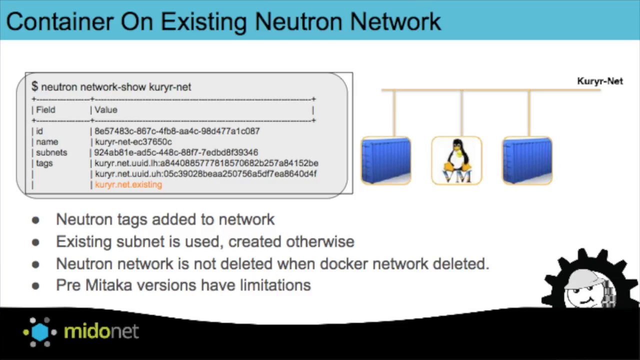There's the example. It's basically a small tag that says Kuryr network existing, and the logic is that we do not want to delete the Neutron network when Docker deletes the network when there are still VMs on it. And we do not want to delete the network from Docker and Neutron when Docker still has containers on it. Because otherwise, you will always run into split brain situations.